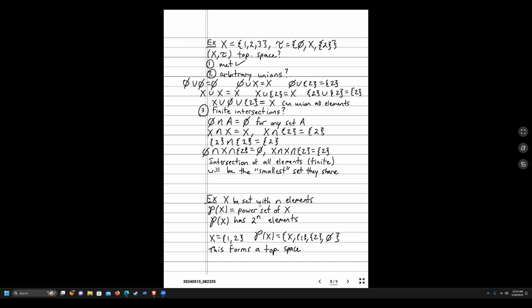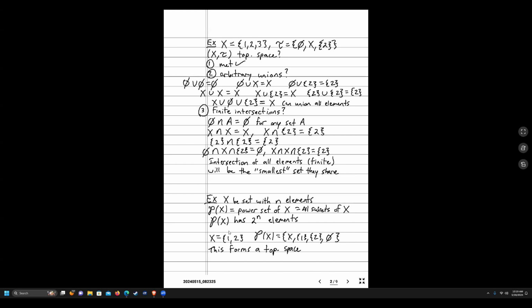Now here is another example. I'm not going to go through all the criteria, but this does form a topological space. If you have some set X with n elements, the power set, which I denote with this curly looking P, so this is the power set of X, is going to have 2 to the n elements. The power set is all subsets of X, and that will include the empty set and X itself.